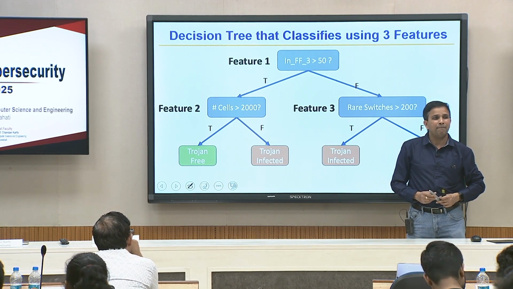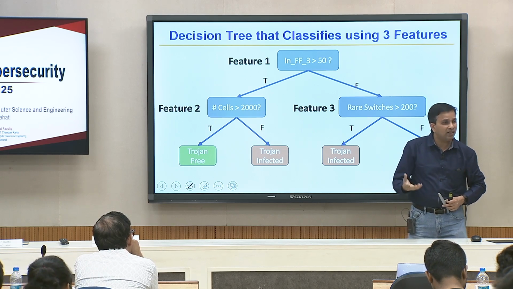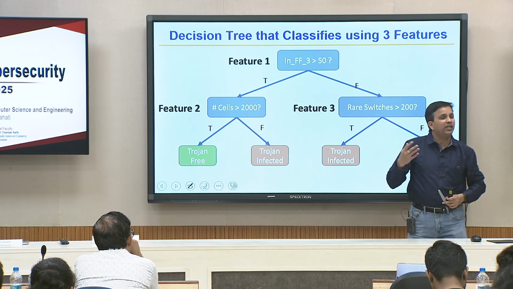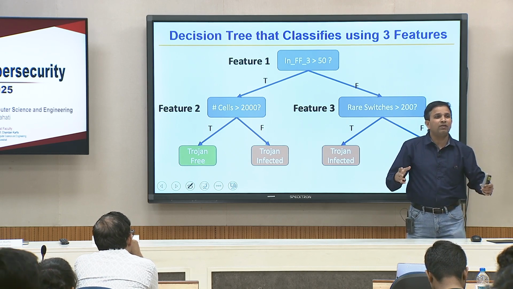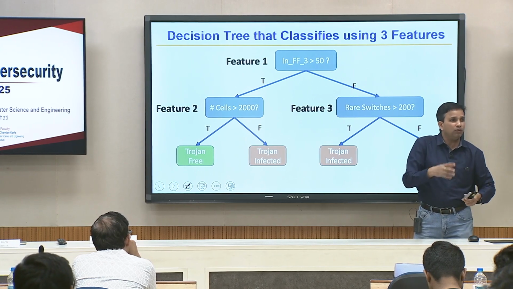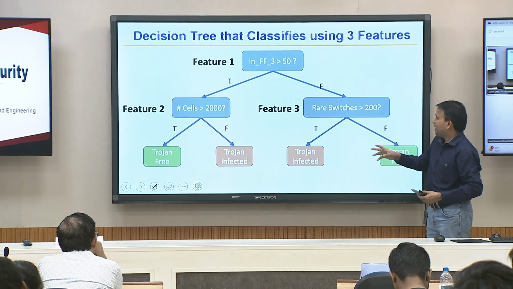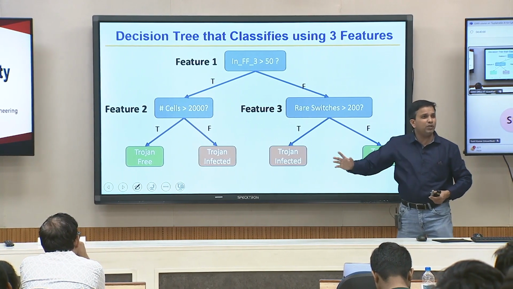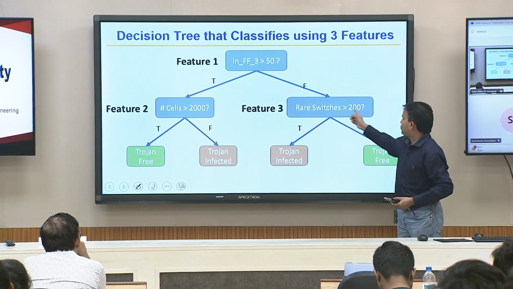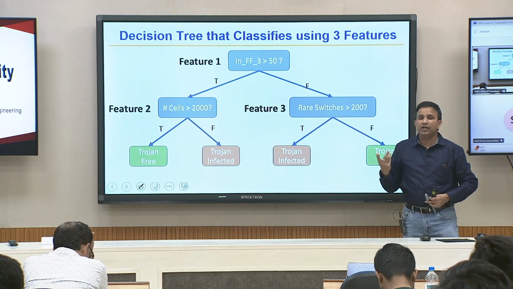Was it because of the entropy and Gini index? Remember, a decision tree is also a machine learning model. You need to do training, and during training I will give you all the information. I will give you a benchmark and say it is Trojan inserted. You look at that manually or through the machine learning model, whatever it is, and you observe all of them, going through all of them, where the number of rare switches is greater than some threshold, greater than 200.